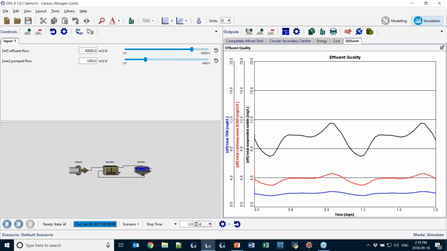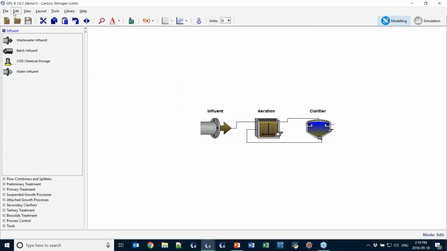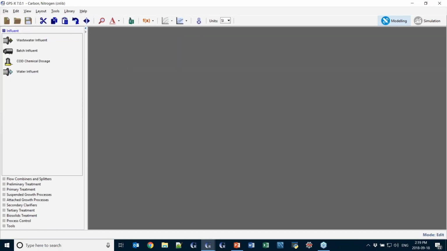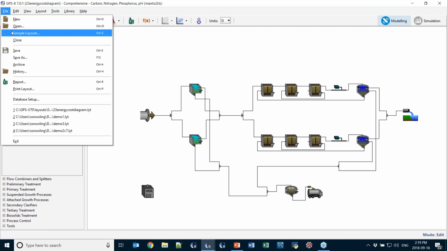Okay, I wanted to show you now the overall usage plant-wide summary. However, this plant's actually not that interesting to look at because it's only got 3 objects. So what I'm going to do is flip to something that's a little more detailed, so we can take advantage of that. What I've done here is select one of the layouts that is available in our sample layouts menu.